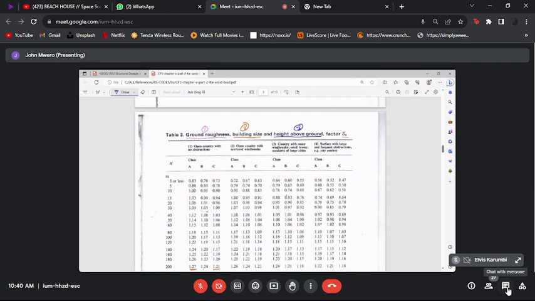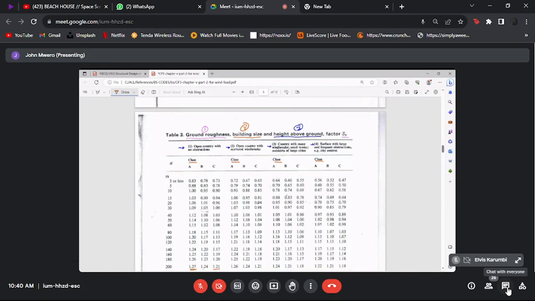Now, for the ground roughness, you remember we had 4 categories: open country with no obstructions, open country with scattered windbreaks, country with windbreaks, and what would mimic a city center. Okay, so the ground roughness is catered for in these 4 broad columns. Under each of these 4 broad columns are the classes A, B, C, the class of the building size.